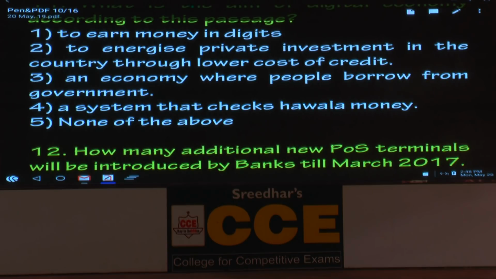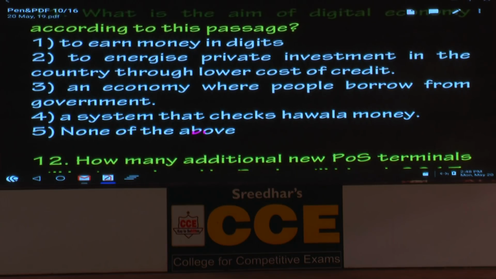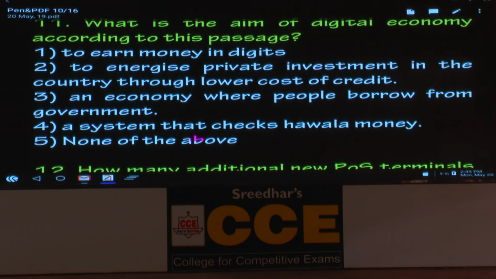And which option talks about that? To energize private investment in the country through lower cost of credit. Same wording. So what is the answer? Is it the second option or fourth option? Second option is the answer. Now you may ask, sir, why not the fourth option?